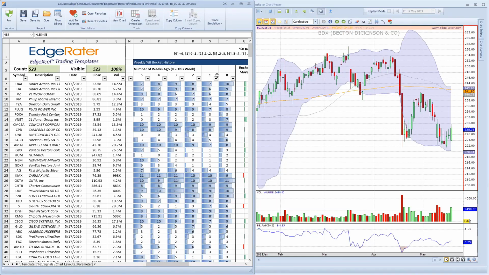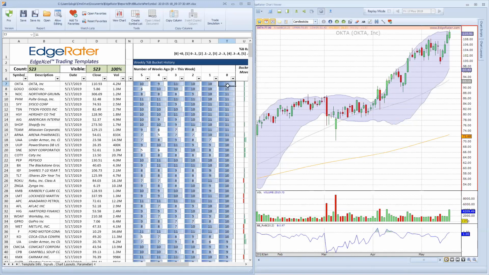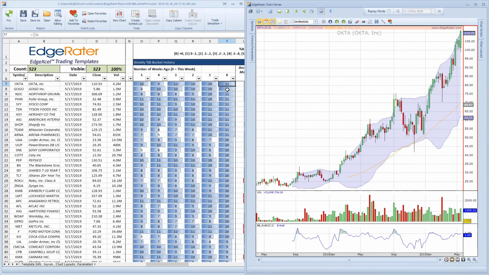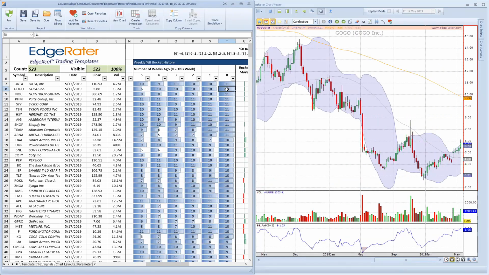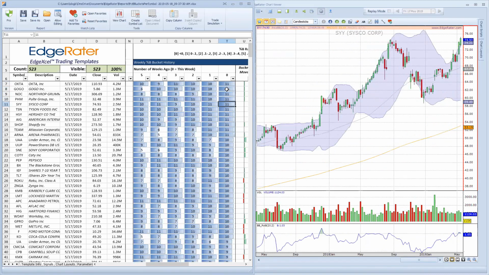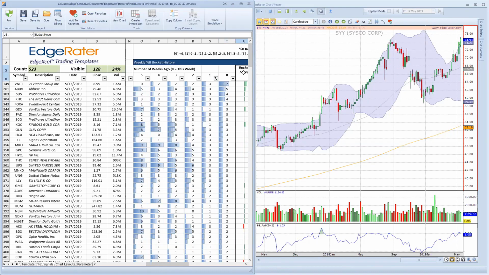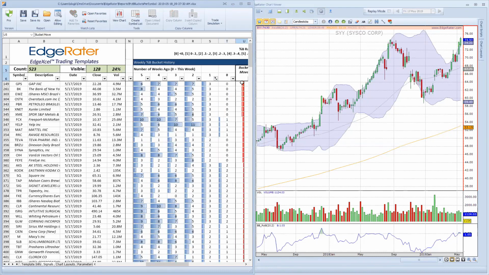So let's take a look at, first of all, we'll sort by stocks that are trading above their weekly Bollinger Band. I'm still looking at a daily chart over here, but I can switch that to a weekly chart. Okay, so now I'm looking at stocks trading above their upper weekly Bollinger Band. Let's do what we did before. Look for stocks that the prior week were trading in the lower areas of the weekly Bollinger Bands. So let's go 0, 1, 2, and 3. And now we'll sort by the weekly bucket move.